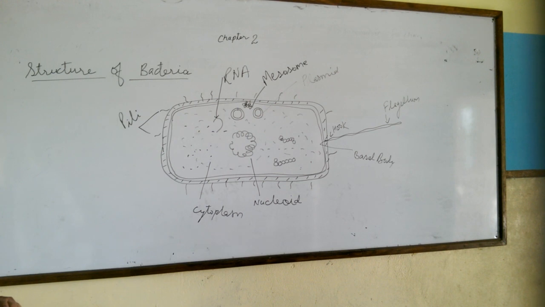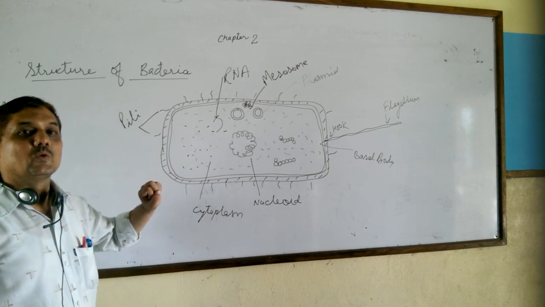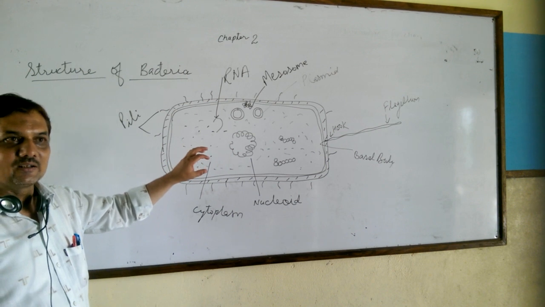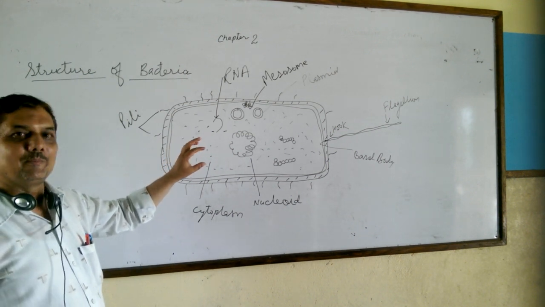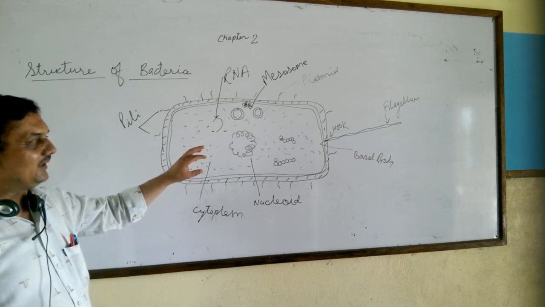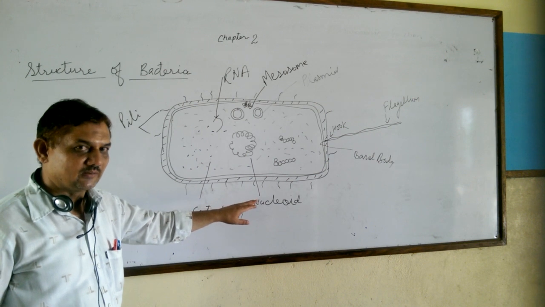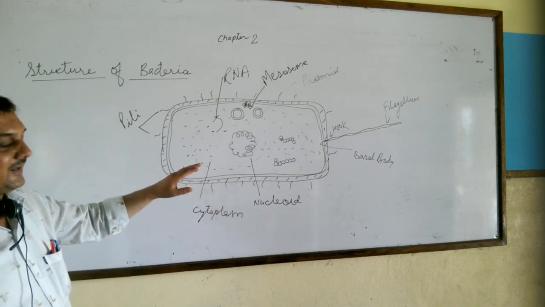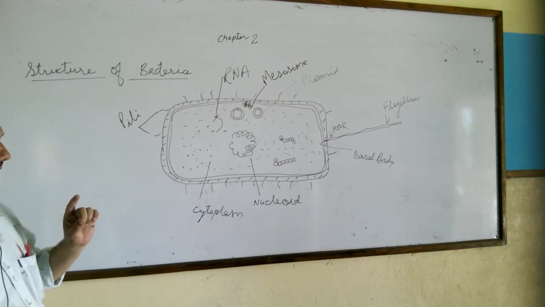The bacterial cell also has a genetic material. They have a single chromosome which is confined to a central region. It is not surrounded by any kind of membrane, but it is present in a central region. That region is called a nucleoid. Again, I am reminding you that the bacterial cell has a single chromosome.